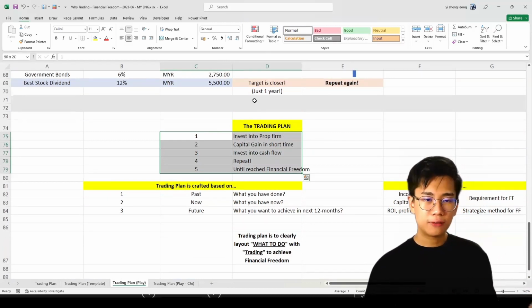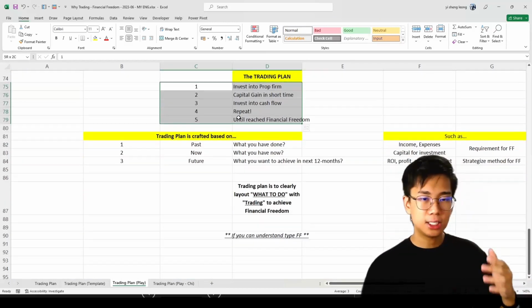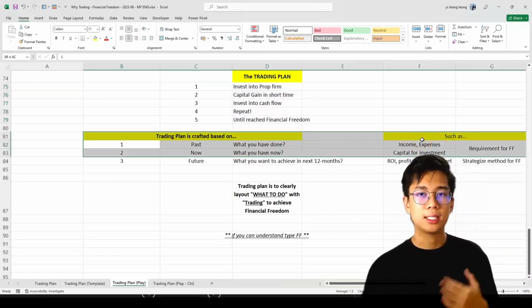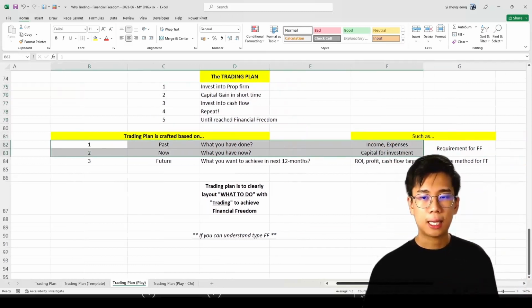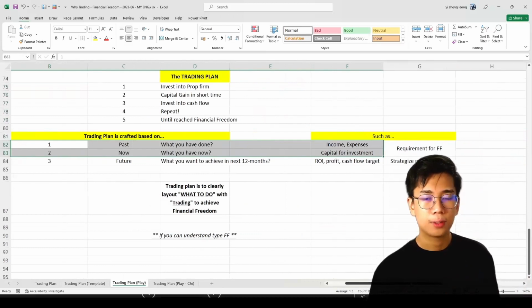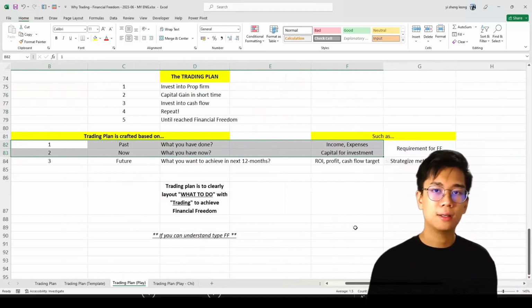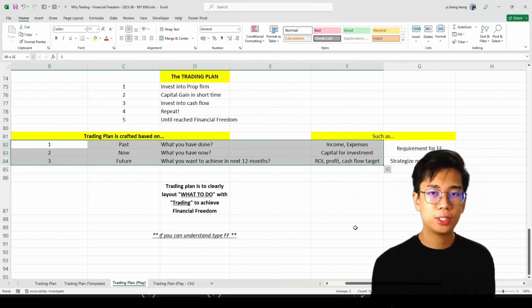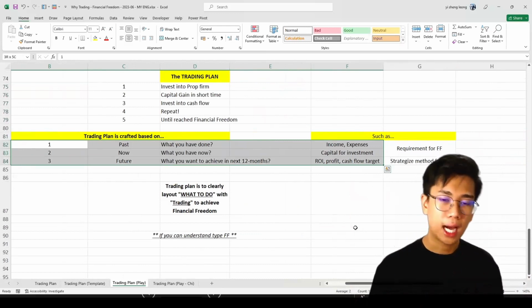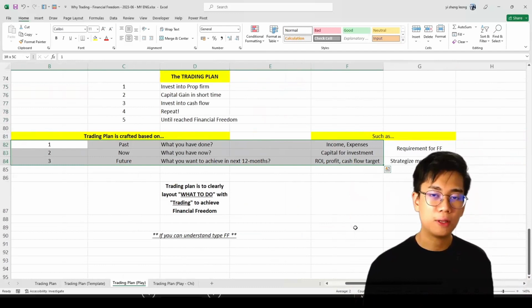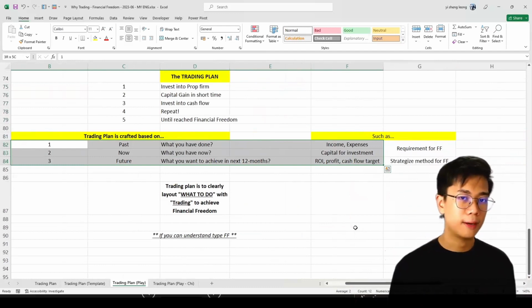And in order to craft this right, essentially, you need to know what you have in the past. What is the capital that you are ready for investment? Because if you are capital tight, then you'll be stuck on different phases as well. And in the future, what would you like to achieve? What is the ROI that you would like to get? What is the profit? What is the cash flow target that you aim for in your mind?